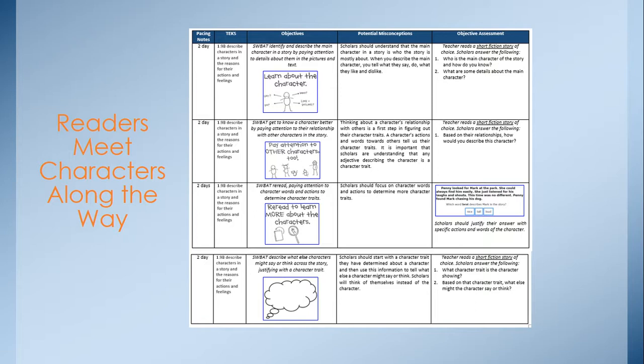And lastly, I have an objective that I'm really excited about and actually haven't tried before. Students will be able to describe what else characters might say or think across the story, justifying it with a character trait. Ultimately, we're pushing scholars to think about what else a character may say or think based on their character trait. An example of this, very loosely, would be if we see a character that's nervous or shy to start school, we can intelligently guess that they might ask their teacher if they could call home and talk to their mother so that they could feel better. This might be a tricky objective for scholars, but I'm excited to see what they come up with.